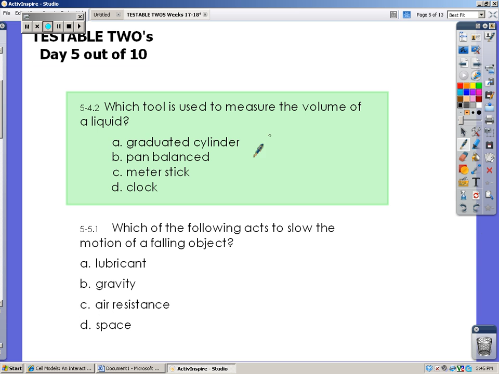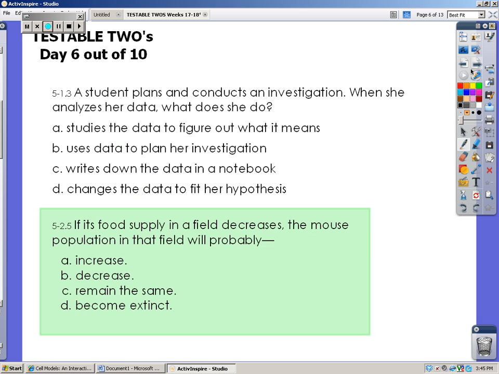Number 5, what tool is used to measure the volume of a liquid? That would be your graduated cylinder. It's the one that has all the measurements on the side, and we fill it up with liquids. It's also the thing we use to find the volume of an irregular solid. We drop in a rock, and however much the water is displaced shows us the volume of an irregular solid.